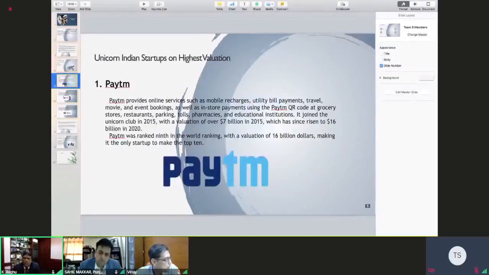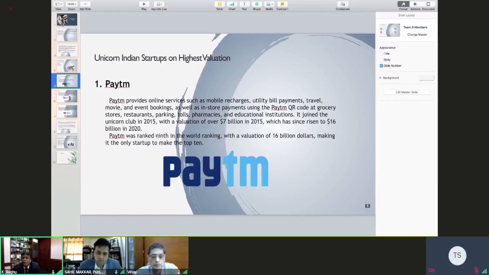Today, we have seen a lot of successful startups in our country. I would not go into the details, but some of them have seen tremendous valuations and achieved unicorn status. Paytm, as you know, is ranked 9th in the world ranking with a valuation of $16 billion. It is the only startup to make it to the top 10.